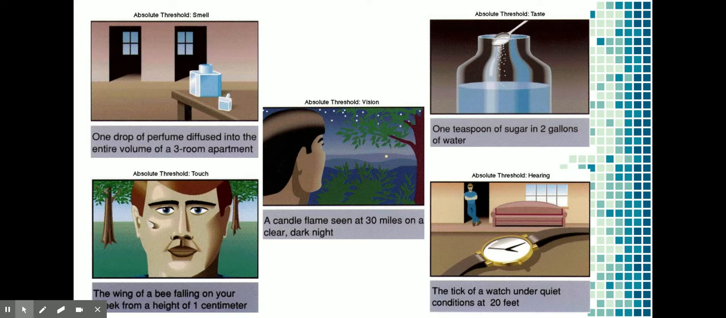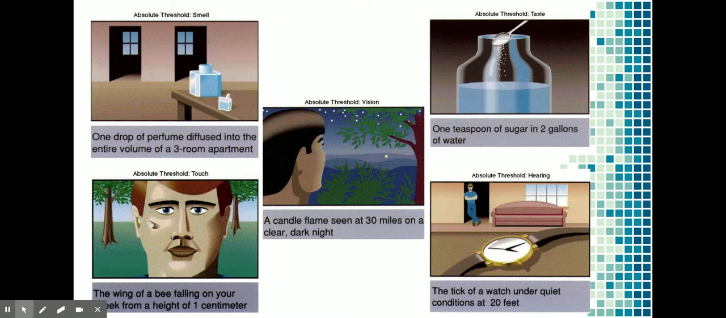For vision, he said seeing a candle flame at 30 miles away on a clear, dark night, so a single candle flame, that you would be able to see about half of the time, and that's the absolute threshold. That is the limit of you being able to see that distance away. For taste, he used the example of 1 teaspoon of sugar in 2 gallons of water, for you to be able to detect sugared water versus non-sugared water. For hearing, he said the tick of a watch when it's quiet otherwise, 20 feet away, that you would be able to hear half the time.